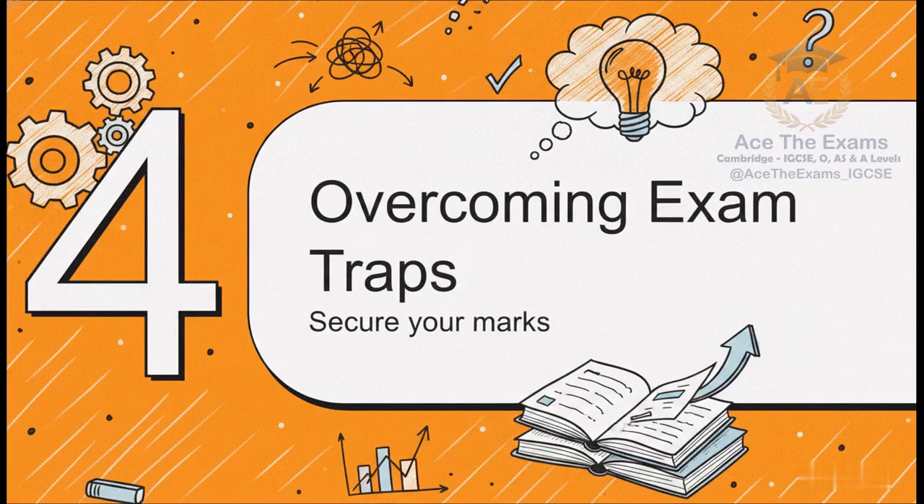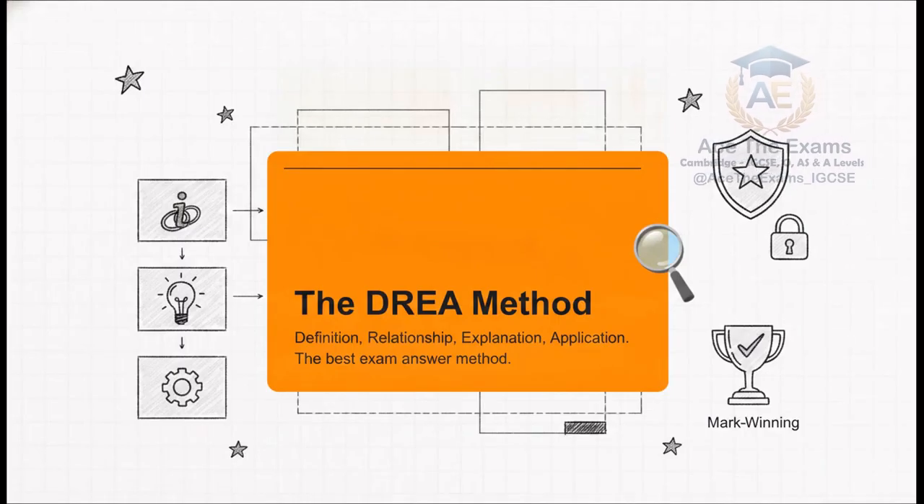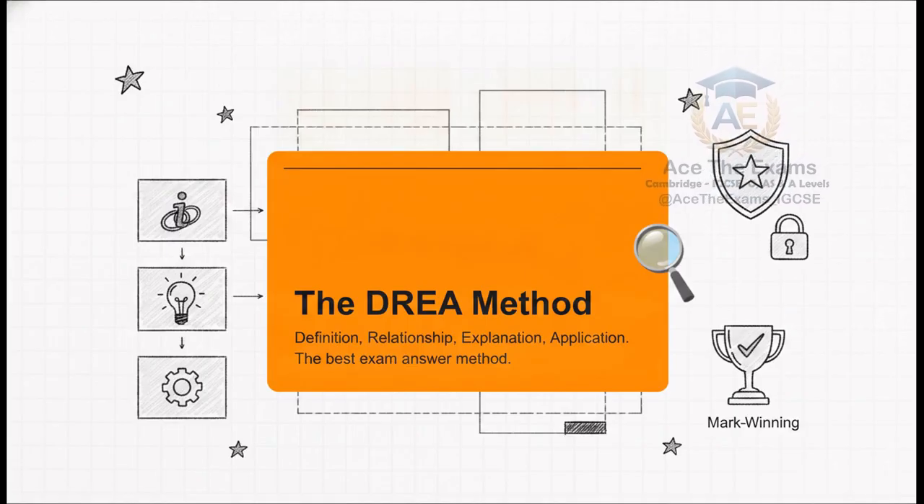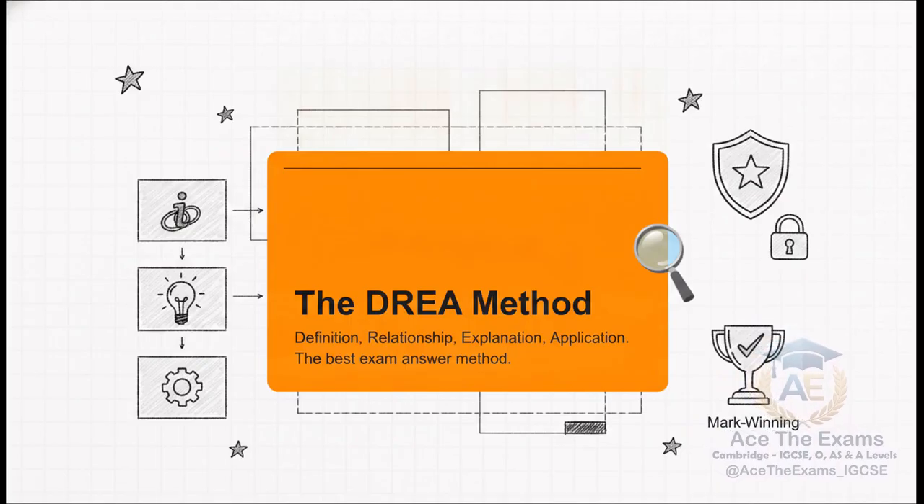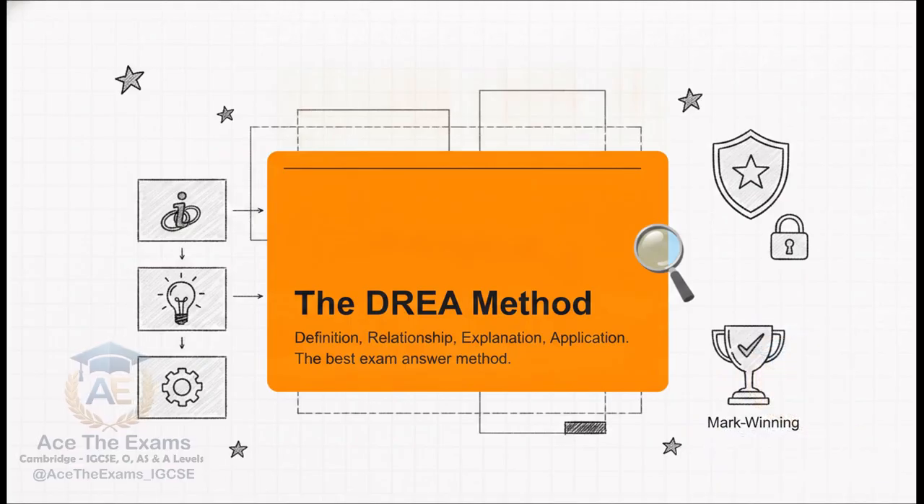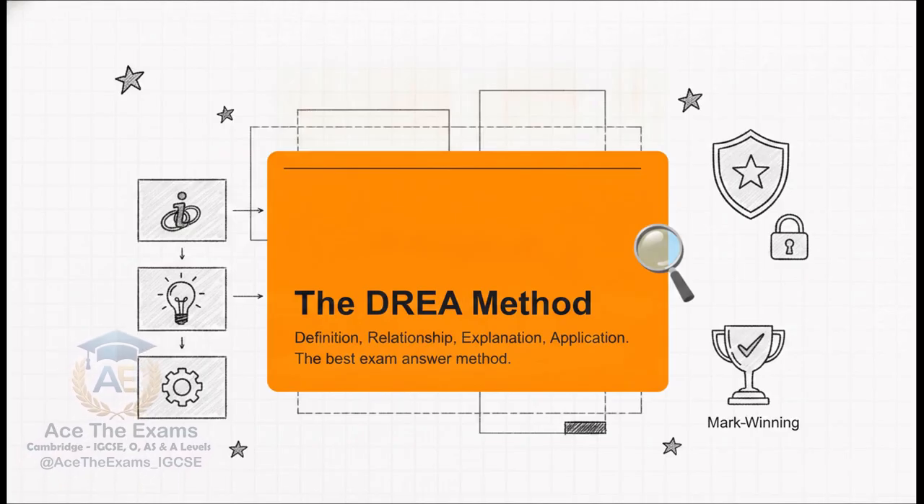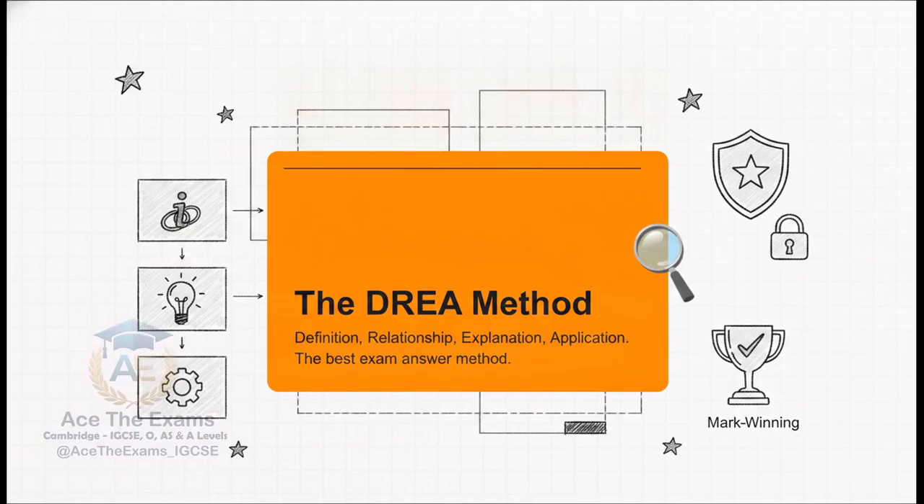Section 4. Overcoming exam traps. Secure your marks. Now that we understand the core concepts, let's pivot to specific exam strategy and look at the solution to the most common exam traps. We are going to use something called the DREA method, D-R-E-A. This is heavily aligned with the PEEL framework, point, evidence, explanation, link, that top students use across all subjects, but DREA is perfectly tailored for the specific demands of the Cambridge physics syllabus. It stands for definition, relationship, explanation, and application. This is the safest, most reliable method for structuring your extended exam answers.